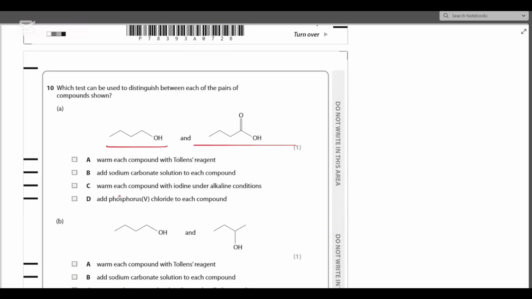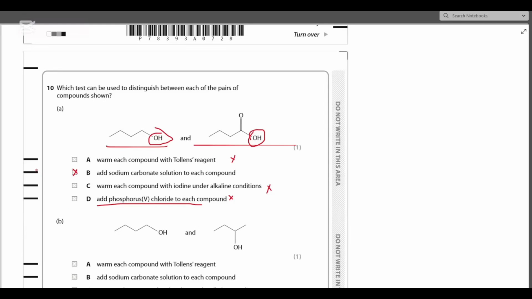If I talk about the next one, D, add phosphorus 5 chloride to each compound, that is also not correct, because we know it is used for detecting alcohol group, and since the alcohol group is also present in COOH, both are going to eventually react, so we won't be able to distinguish between them, so that's out of the equation. If I talk about warming each compound with iodine under alkaline conditions, neither compound reacts as well, because both alcohol and carboxylic acids don't react with iodine under alkaline conditions, or even in acidic conditions. So that's out as well. The only possible answer is B.